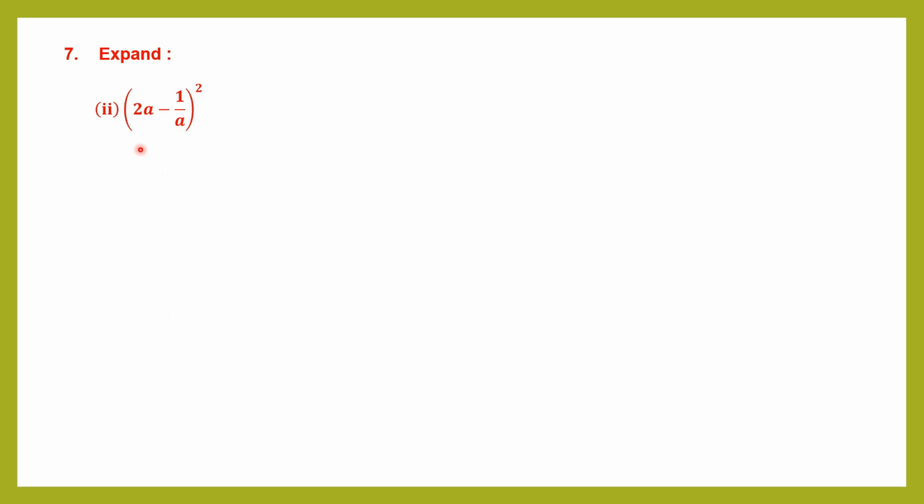Question 2. Here also take this as a and take this as b and work out. So here we have a is 2a and b is 1 by a. Now let's use the formula. The formula here is, this time because it is subtraction, a minus b the whole square is a square plus b square minus 2ab. So let's substitute for a. a, as we can see, is 2a here. So let's write here a square is 2a the whole square.